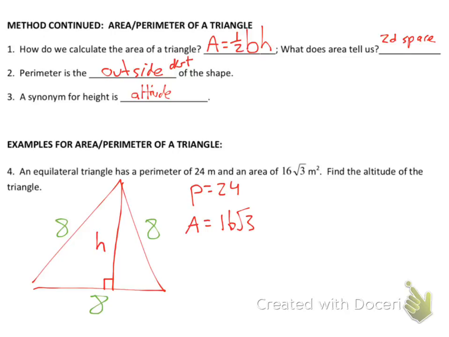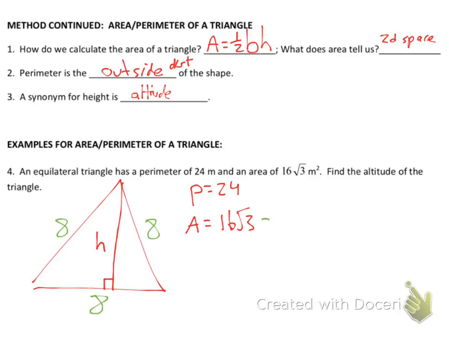So maybe let's use the other piece of information, which was the area. What components do I need for area? Base and height. Well, I already have area itself. Do I have a base? Yes, it's on the bottom. Do I have a height? No, but it's asking us to find that height.